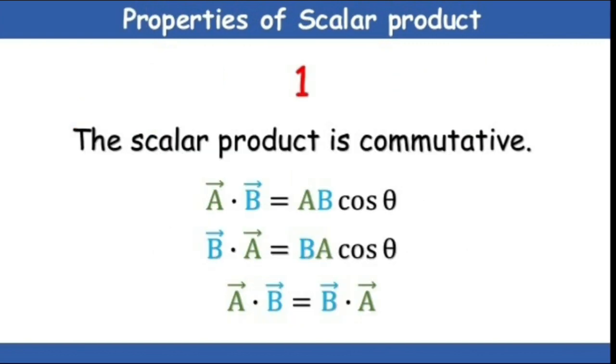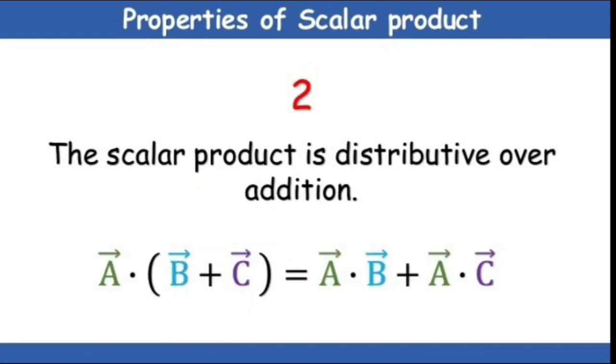Now we will discuss the properties of scalar product. The scalar product is commutative. That means vector A dot vector B is the same as vector B dot vector A. The steps are very simple because A dot B equal to AB cos theta and B dot A equal to BA cos theta. AB is the same as BA, so A dot B is the same as B dot A. So scalar product is commutative.